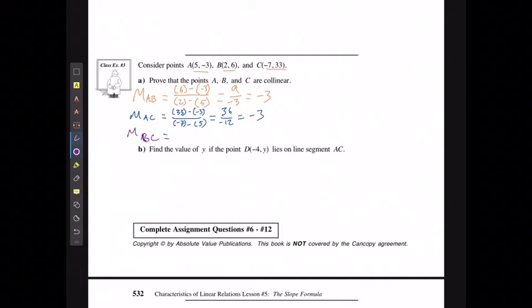And last but not least, I'm going to take 33 from my point C for Y and negative 7 for my X value at C. I'm going to subtract from that my Y value at B, which is 6, and my X value at B, which is 2. And this is going to give me 27 over negative 9, which is also going to give me negative 3. And because they all have the same slopes, they are collinear.